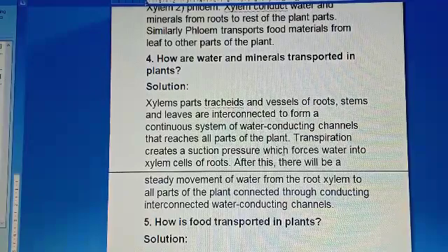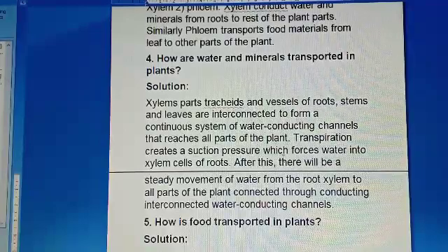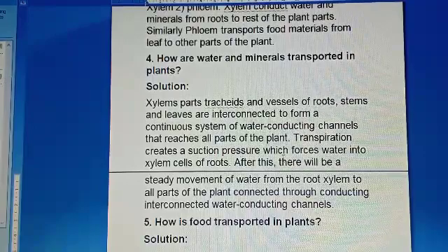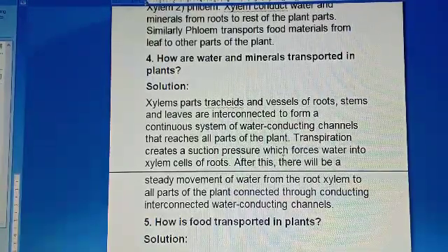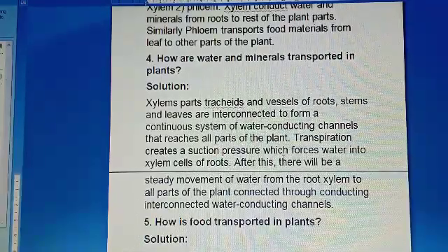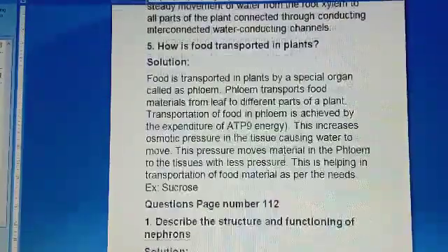Due to the transpiration, the loss of water occurs. Due to the loss of the water, suction is created, and due to the suction pressure, the water is pulled in the upward direction. So easily water can be transferred into each and every part of the plant. Next question. How is the food transported in the plant?